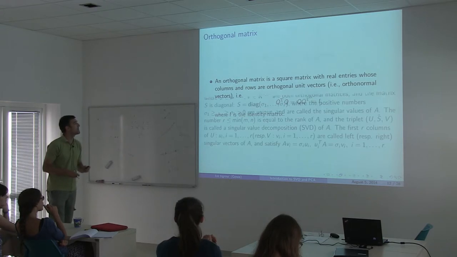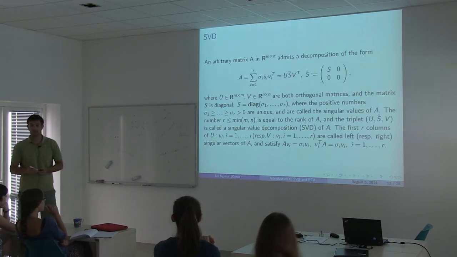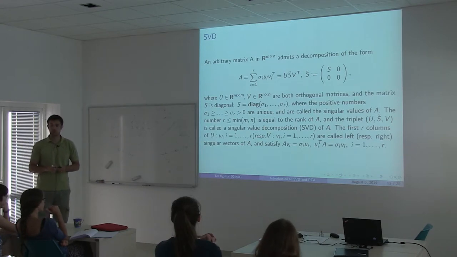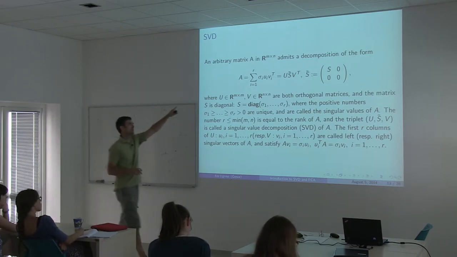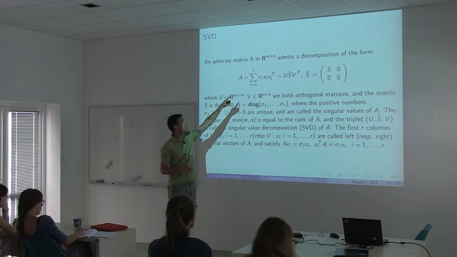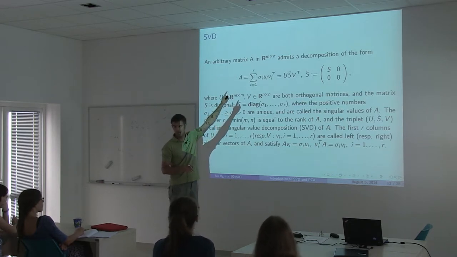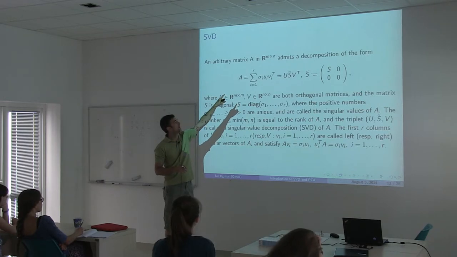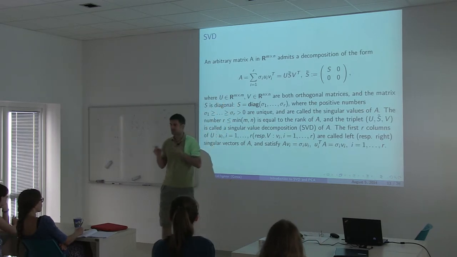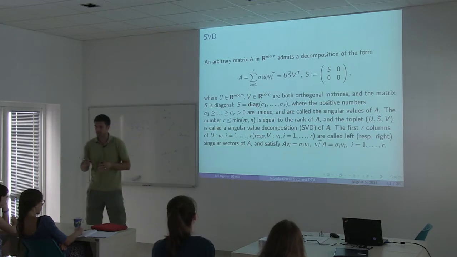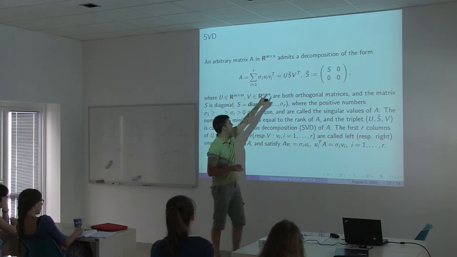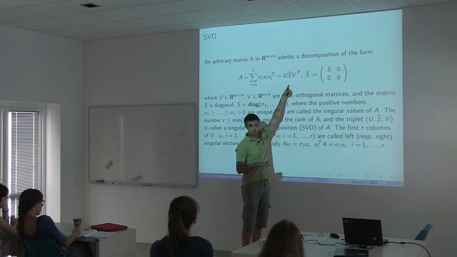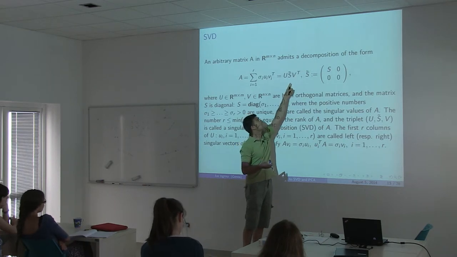Okay, now we can continue with SVD. We have everything we need, so we can say what the SVD is. If you have any arbitrary matrix, say, up there, with real numbers inside, M is going to be the number of rows, and N is going to be the number of columns. Then there exists a decomposition of that matrix into three parts. Every matrix A can be written as a matrix U times matrix S tilde, and we know how to multiply matrices, times V transposed.